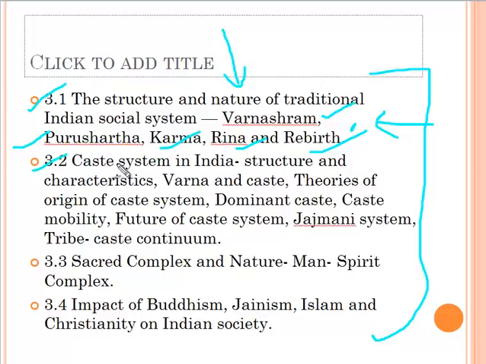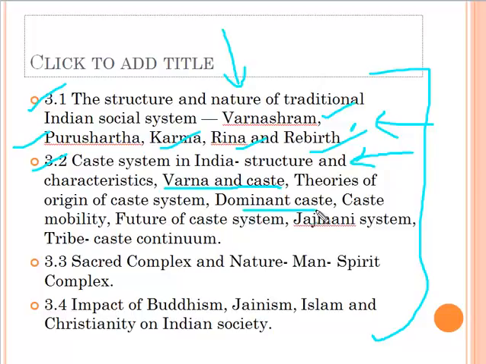Then 3.2, caste system in India, structure and characteristics. Here you have to give some thinkers and how they have defined the caste system. And not just some thinkers, there are different theories. You have to know all the different theories, like the Brahmana theory, some is the Mana theory, and all those things. Then Varna and caste: what is the difference between the Varna system and the caste system? How the caste system is different from the Varna system on the ground, that you will study. Then theories of origin of the caste system.